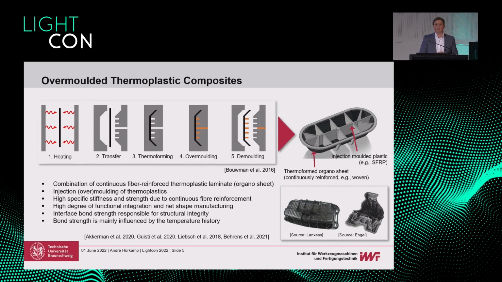To show you this procedure in a little bit more detailed example, I will talk about overmolded thermoplastic composites. These are a combination of continuous fiber reinforced thermoplastic laminates or woven structures like organosheets, and then combined with an injection overmolding of a thermoplastic polymer, which is usually of the same nature as the matrix of the organosheet. The process is that after heating, this can be done by infrared heating or by an external furnace, it's transferred into the mold. Then when the mold is closed, the thermoforming, so forming process for the thermoplastic laminate occurs, and then we have the overmolding by the injection molding machine, and then we have demolded.